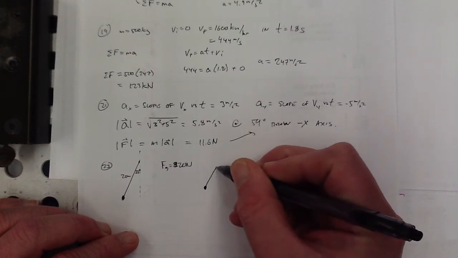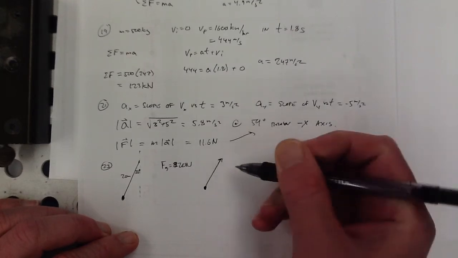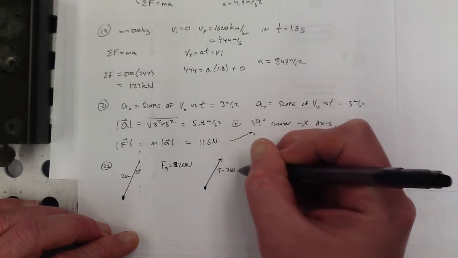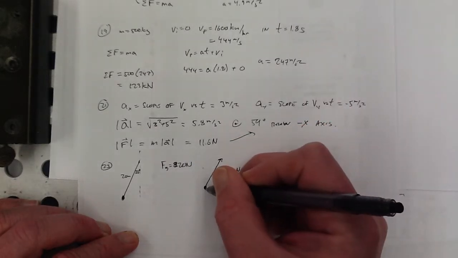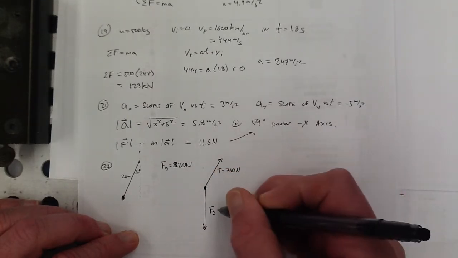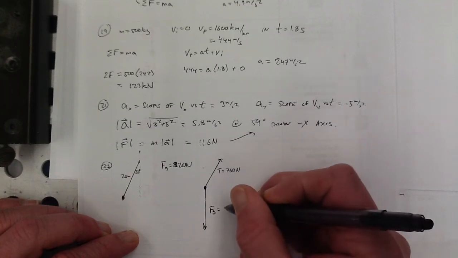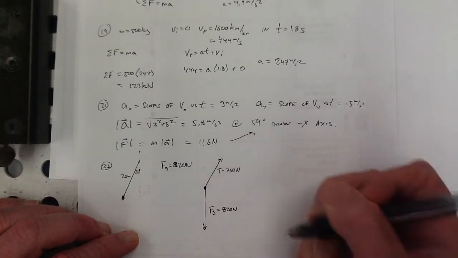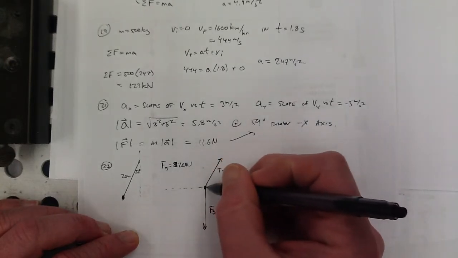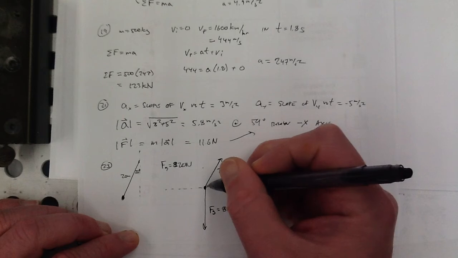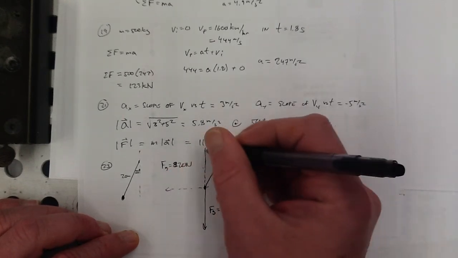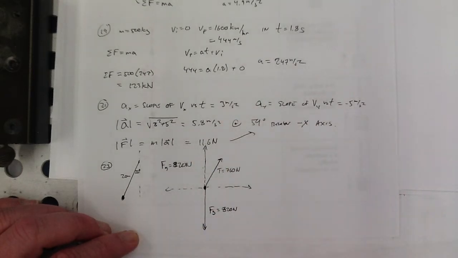Now we've got a tension this way, which they told us is 760 newtons. And we know that the gravitational force on him is 820 newtons. And the XY coordinate system that we're going to be interested in reporting things according to is that.